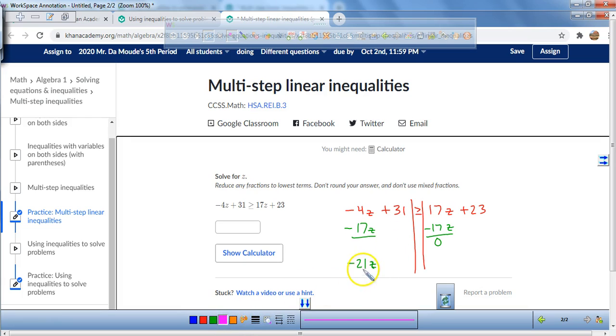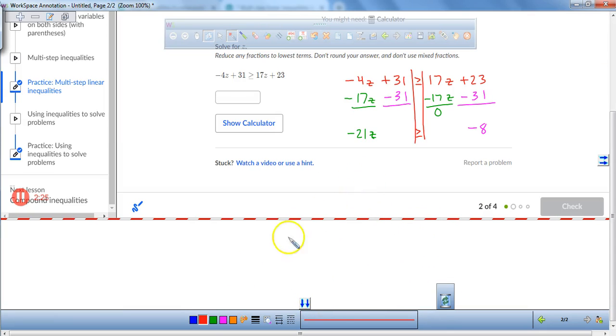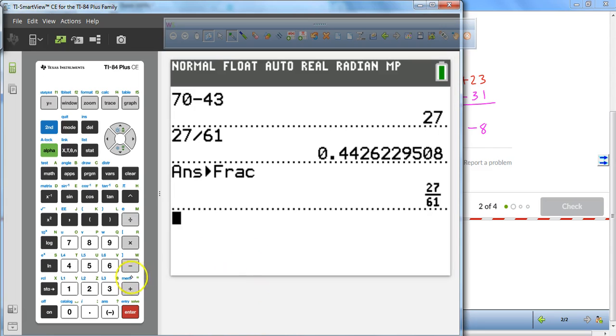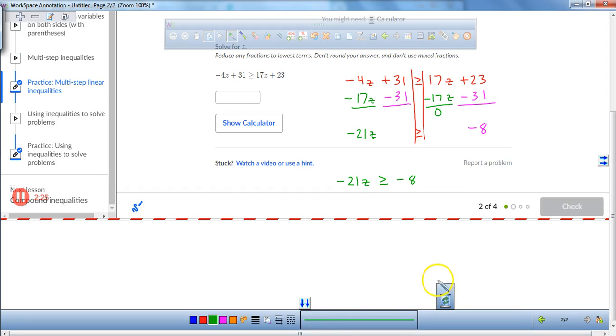But just know, if you have all the variables on one side, you got to move the numbers across. Wow, we got a whole bunch of negatives now. So what's 23 minus 31? That's negative 8. So we just bring down our inequality. Here's what we got: negative 21z is greater than or equal to negative 8. How do you get negative 8? It's just 23 minus 31.